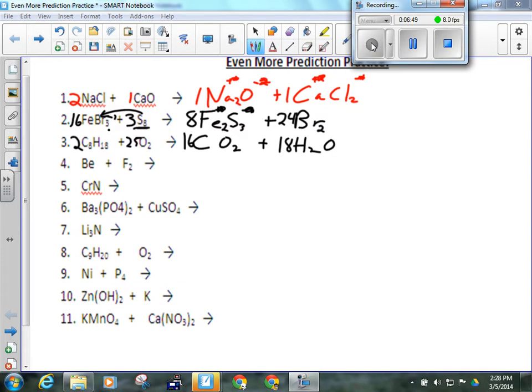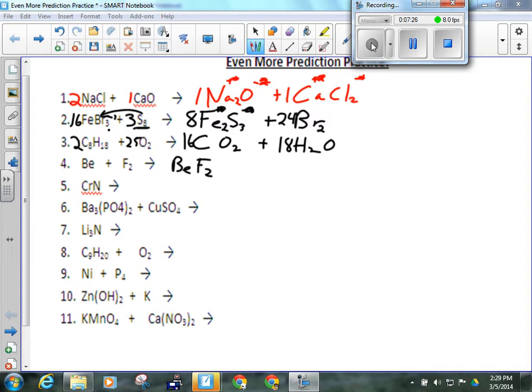On number 4, I have 2 elements reacting with each other. That's a synthesis reaction, right? So that means I have to make a compound out of them. If I'm making an ionic compound, I should always make sure I write what first? Metal or non-metal? Metal. Always make sure the metal comes first. So we have Be with F, and beryllium is a +2, F is a -1, so we swap and drop, BeF2, and we're done because that's already balanced. We had 1 Be and 1 Be, and 2 Fs on the other side.